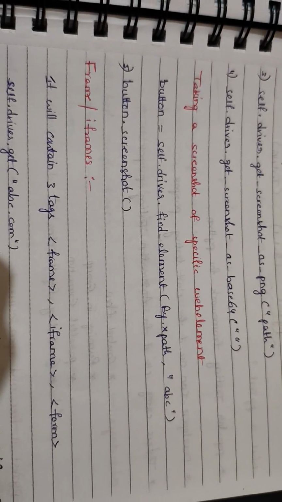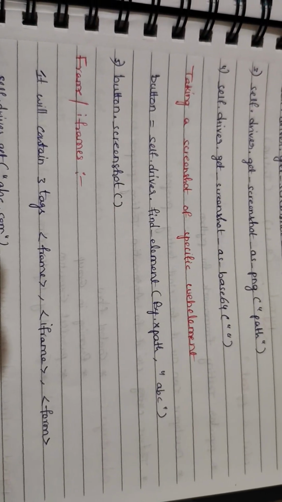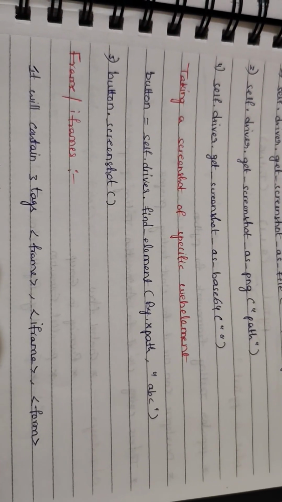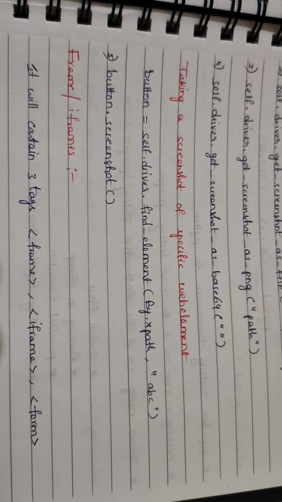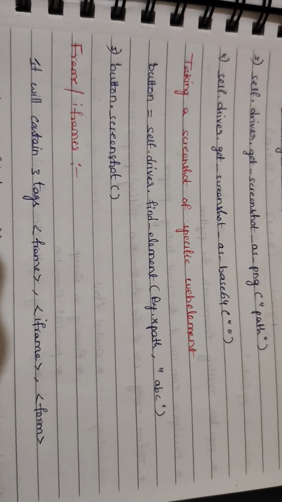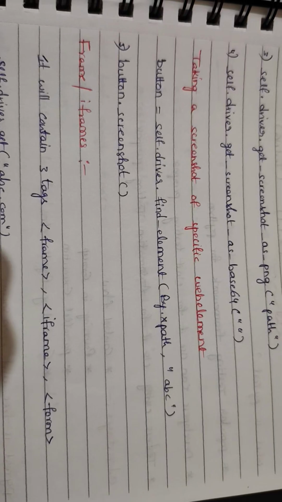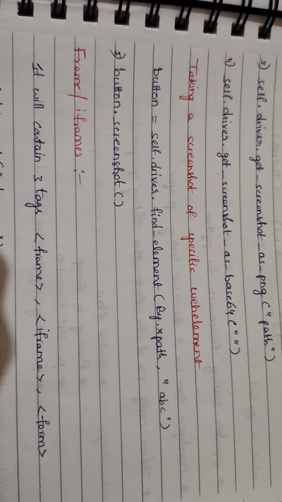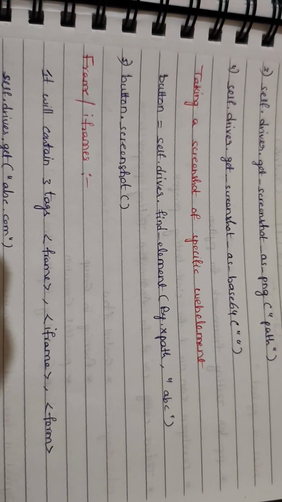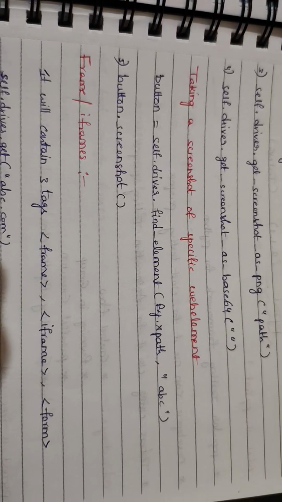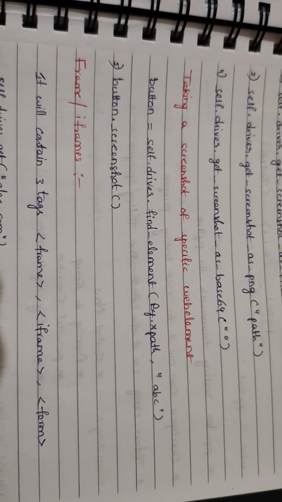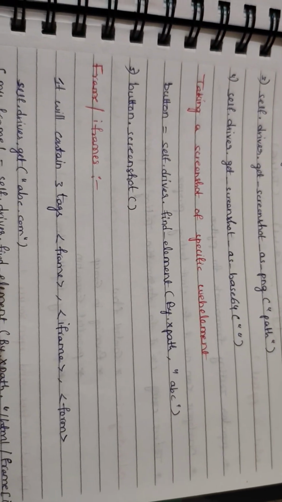Okay, so next is taking a screenshot of a specific web element. In a web page there are many images or elements. If you want a particular element, first we have to find the XPath with self.driver.find_element by that XPath, then store it in one variable, button. Then use button.screenshot, that's it. Then it will be specific.